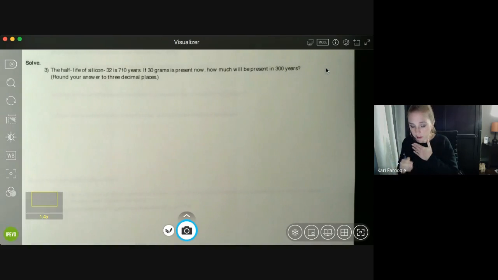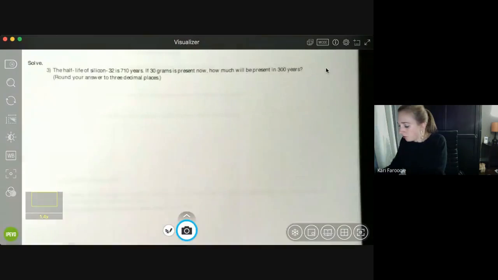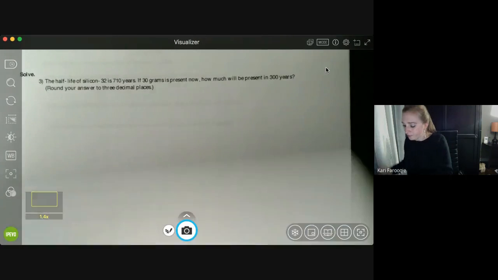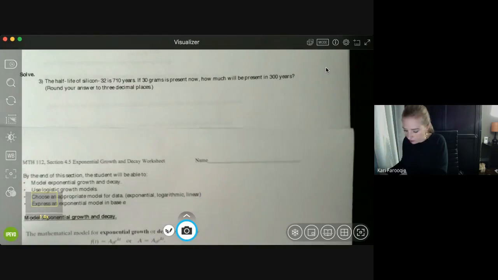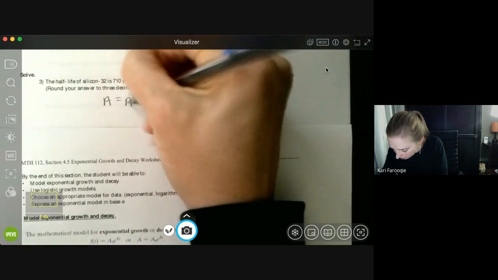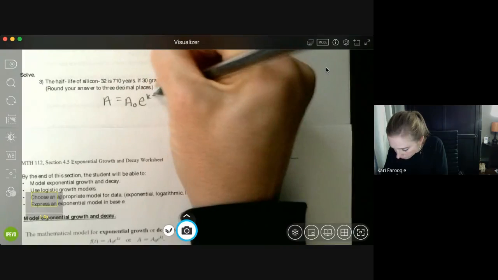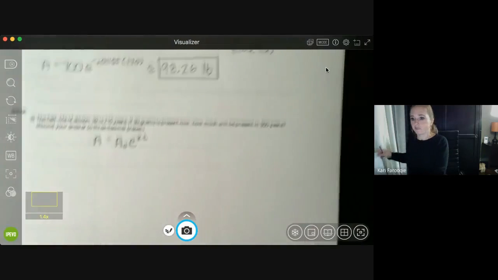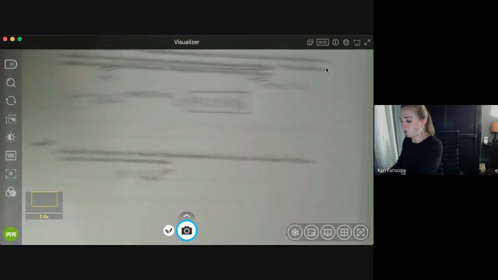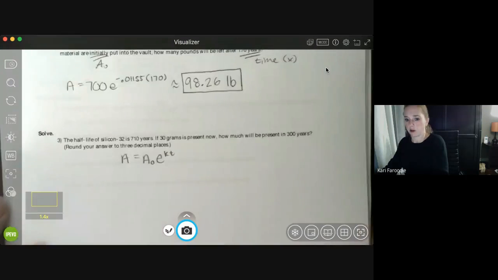Now, I'm going to give you the general formula for this, but I'm going to derive it for you first. So going back to your initial equation for growth and decay, you have f of t, or we'll just use A in this case, equals a sub naught e to the kt. So that is on the first page of your notes.